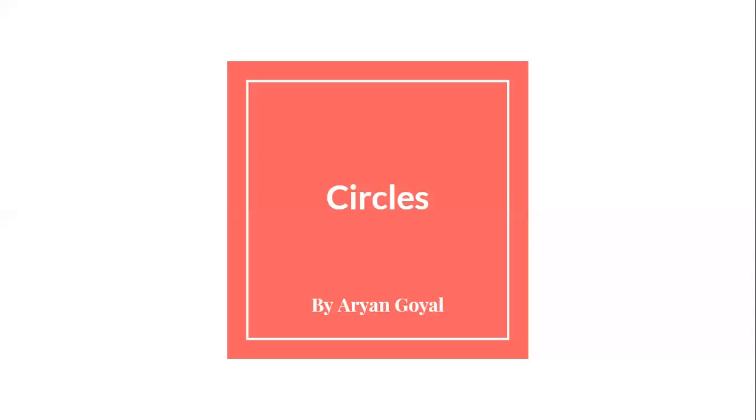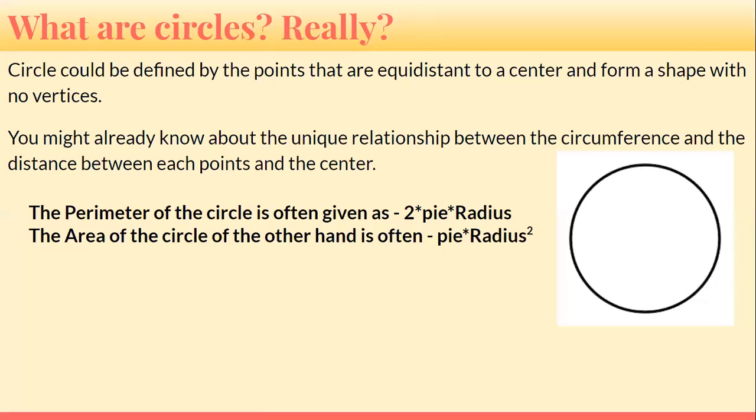All right, folks. So today we are going to talk about circles. Okay. So circles, what are they really? Like most middle school and high school students don't even know the actual textbook definition of a circle. Okay. So a circle is essentially defined by the points that are equidistant to a center and form a shape with no vertices.